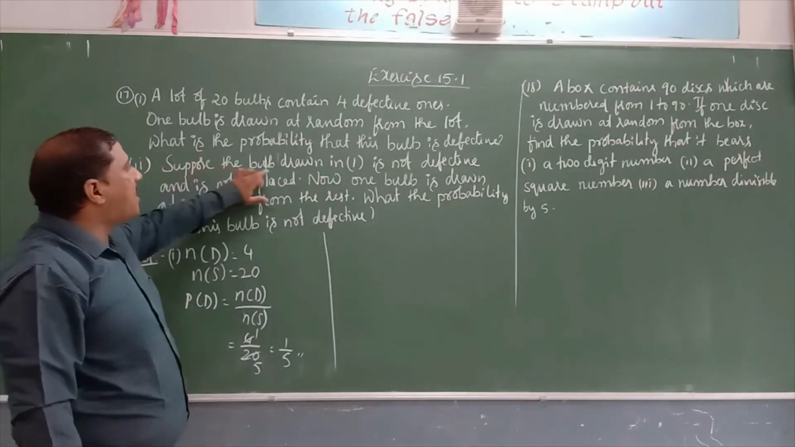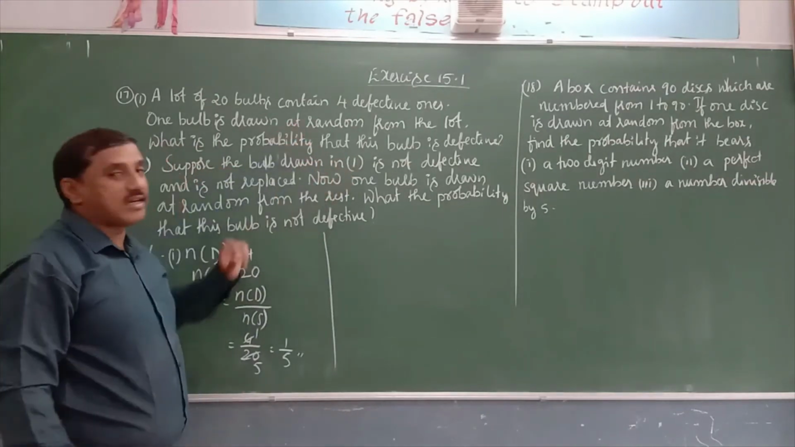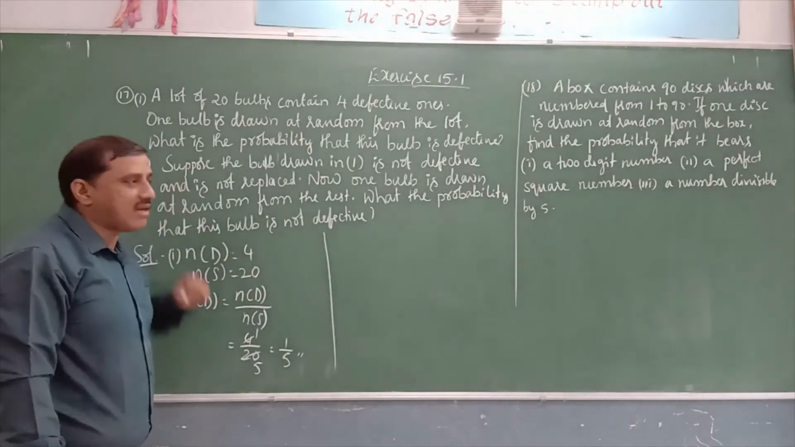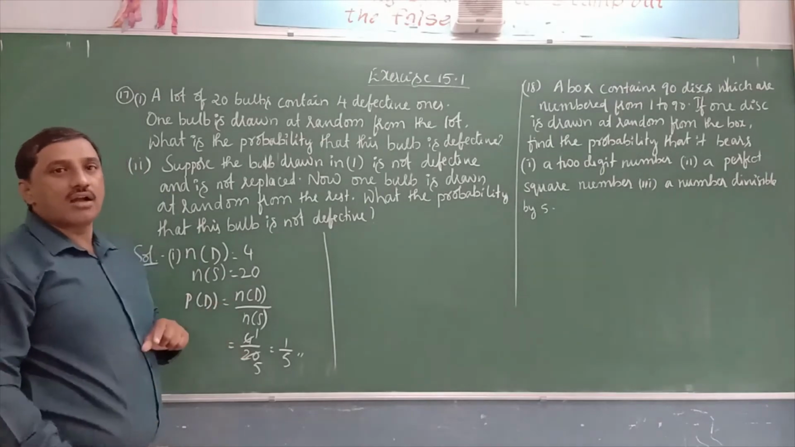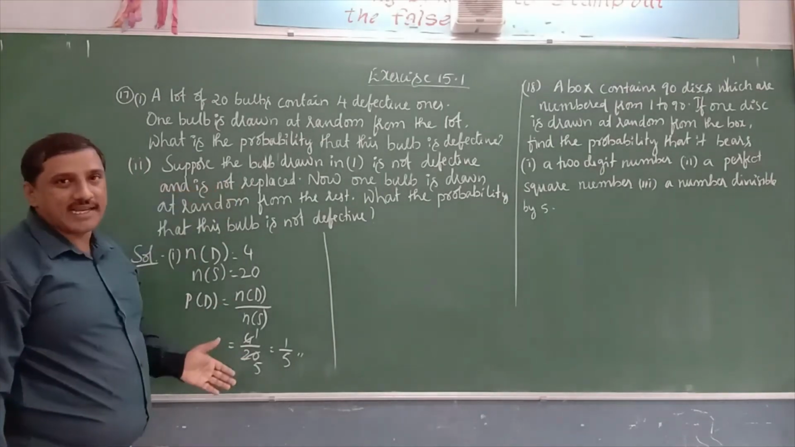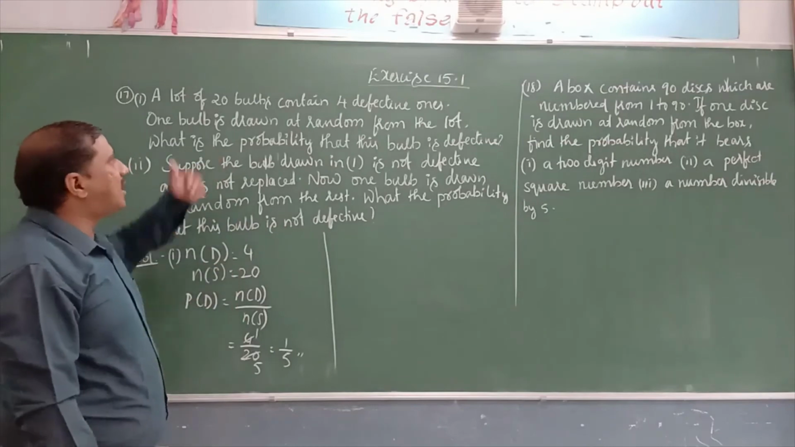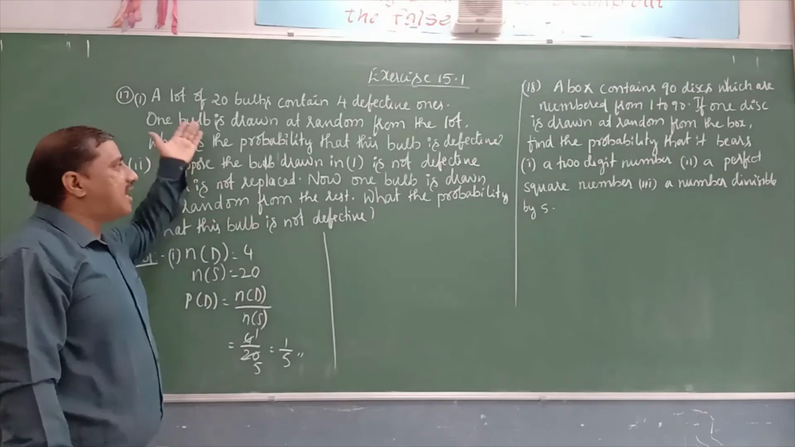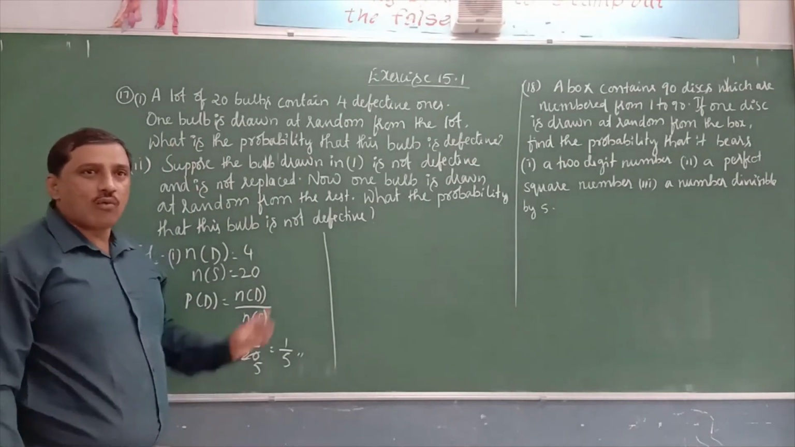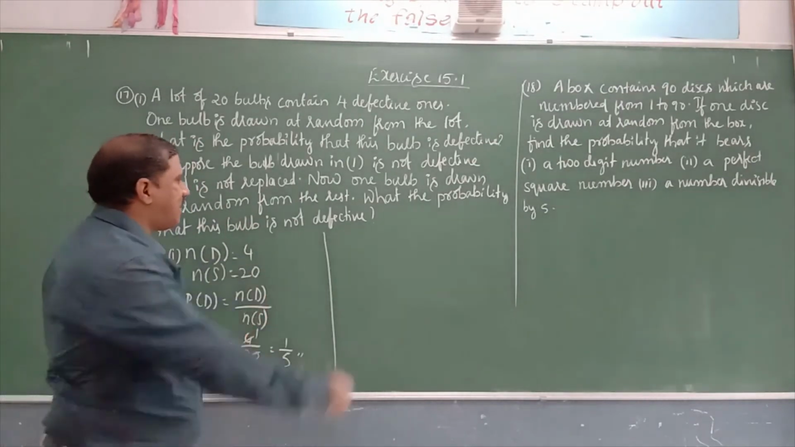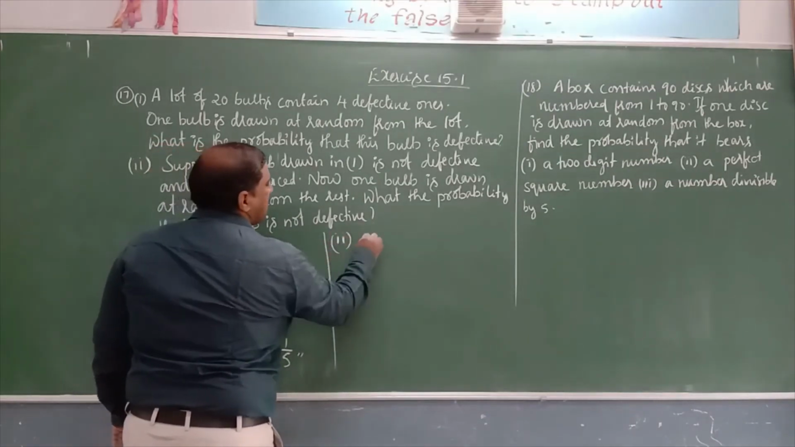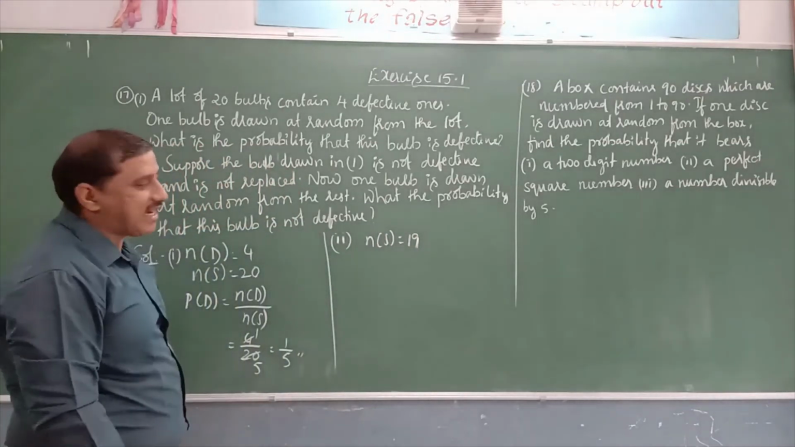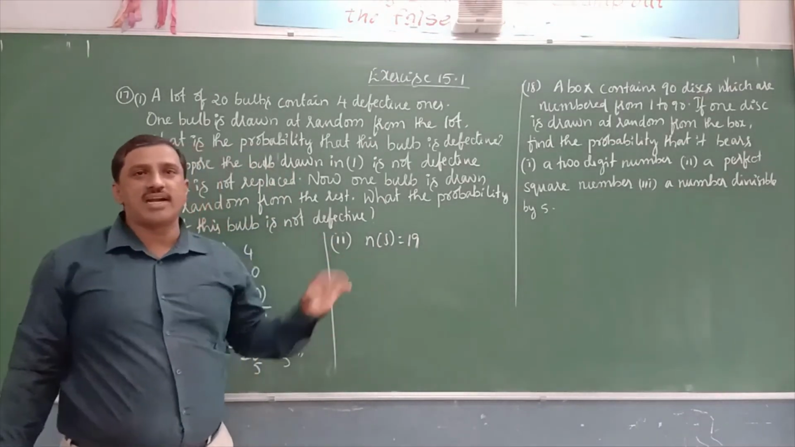Now the second bit. Suppose the bulb drawn in the first question is not defective, meaning it is a good bulb, and it is not replaced. Then it is not added back to the group of bulbs. So one bulb is removed and not replaced. Therefore the number of bulbs left over, n of S, is 19. Why is it 19? Because one bulb is removed and kept aside.